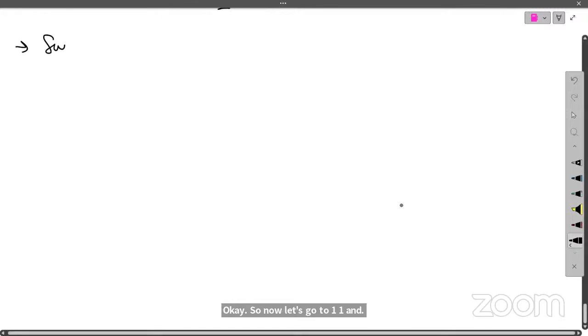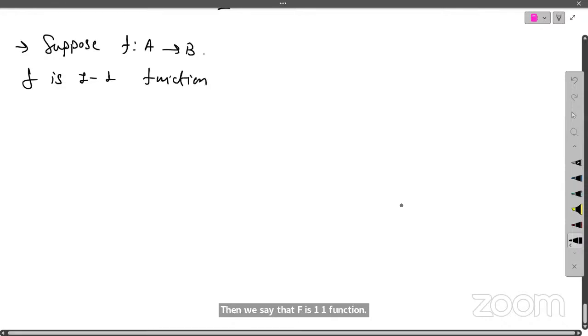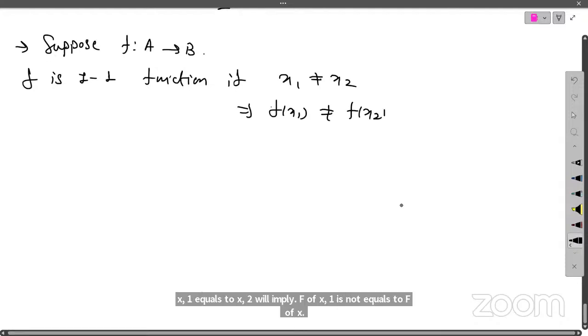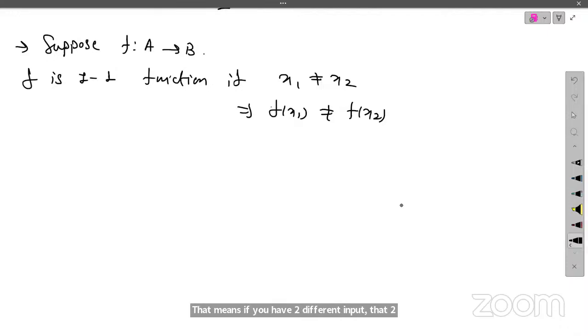So suppose you have a function. Suppose f is a function from A to B. Then we say that f is a one-one function if x1 not equal to x2 implies f of x1 is not equal to f of x2. That means two different inputs should get mapped to two different outputs. It is not the case that two different inputs get mapped to the same output.